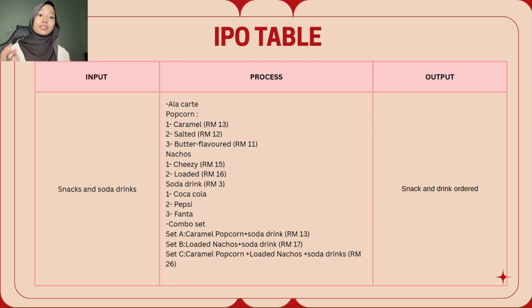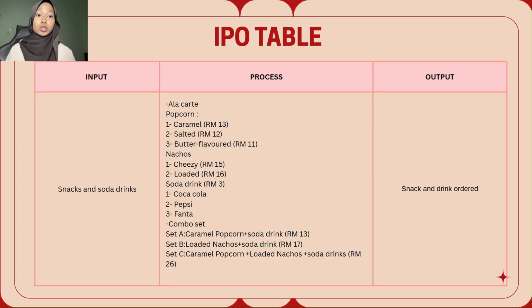For combo sets, we have three sets. Set A consists of caramel popcorn and soda drinks and costs 13 ringgit. Set B consists of loaded nachos and soda drinks, which costs 17 ringgit. And last but not least, set C consists of caramel popcorn, loaded nachos, and soda drinks, and costs 26 ringgit.